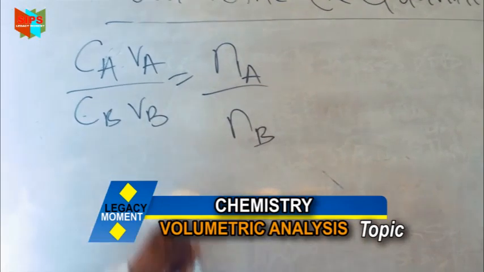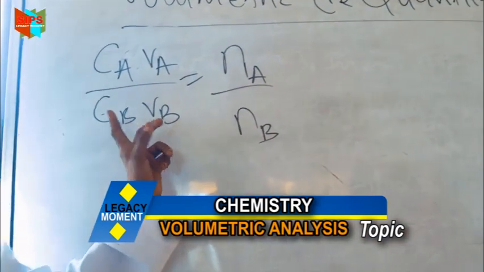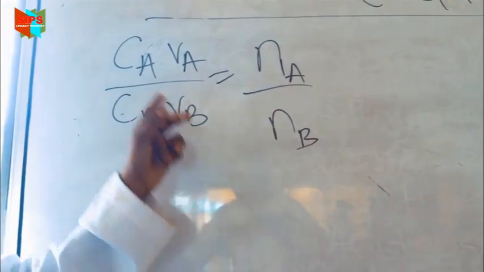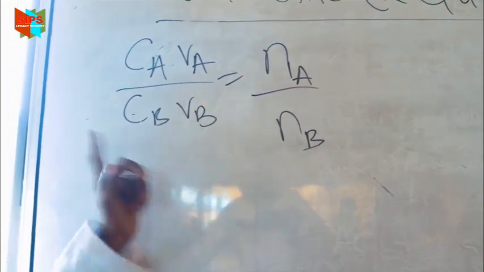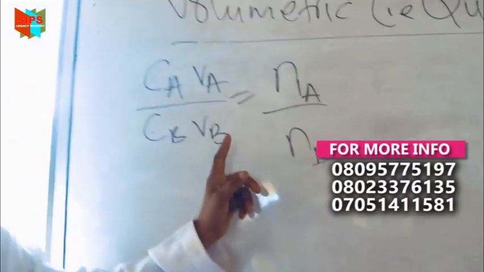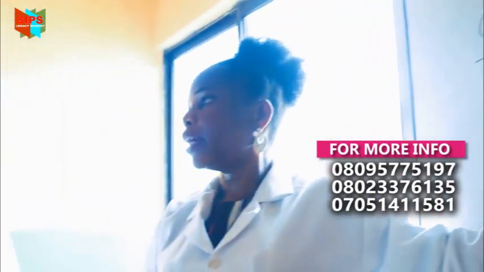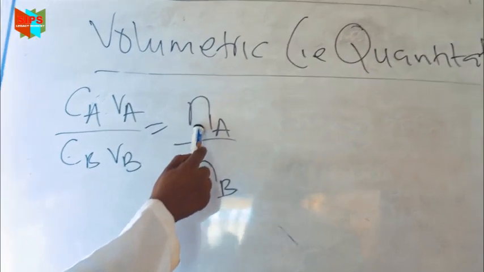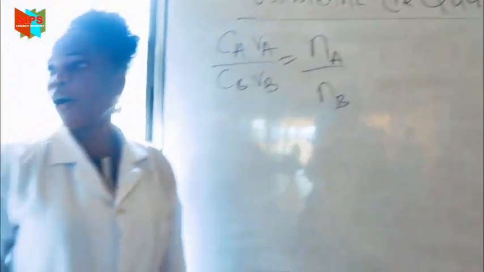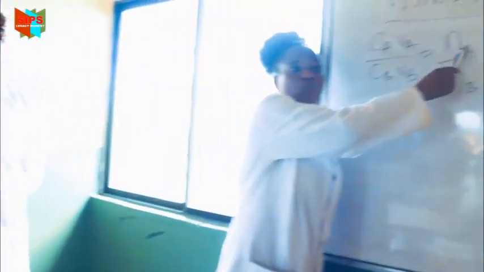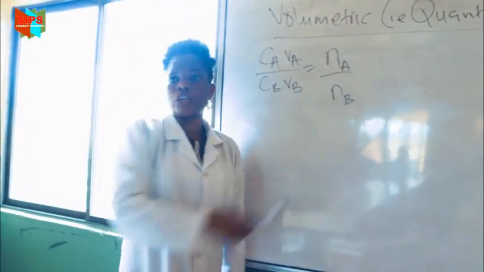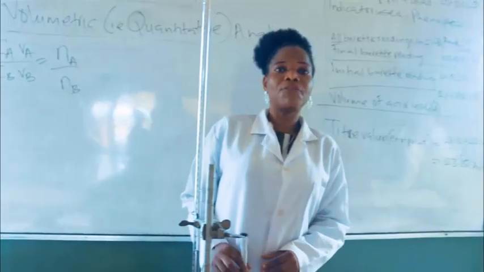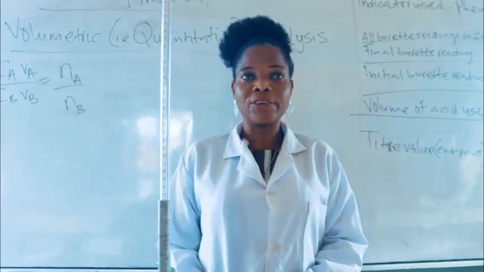CB is the concentration of the base in mole per dm3, while VB is the volume of the base, which is what you use the pipette to measure. Then we have NA, the mole ratio of the acid, while NB is the mole ratio of the base. We have come to the end of today's titration.